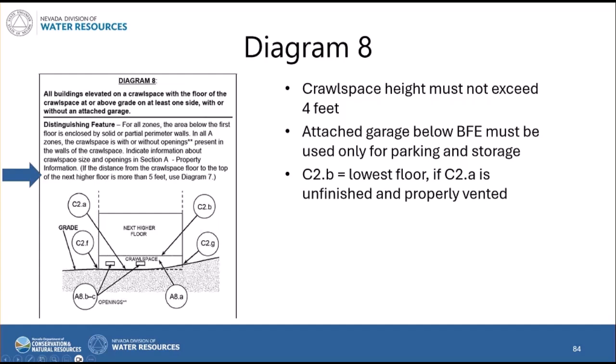If there's an attached garage next to the building, that may change what the lowest floor is if it's below BFE. We want to make sure that that's used only for parking and storage. So if C2A, that crawl space floor, is unfinished and properly vented, then your next higher finished floor becomes your lowest floor for floodplain management purposes. If those crawl space vents get blocked by a future owner or by somebody after finished construction, that actually does change your lowest floor for floodplain management compliance. Remember, if they can be closed or blocked, they can't be counted. They're no longer going to convey the floodwaters. That's no longer a compliant crawl space.